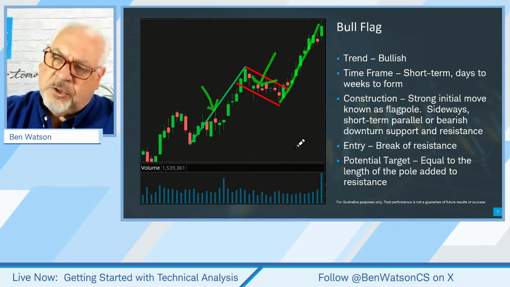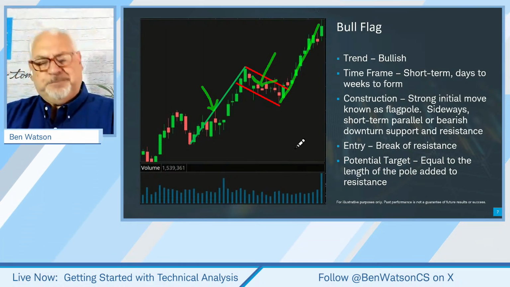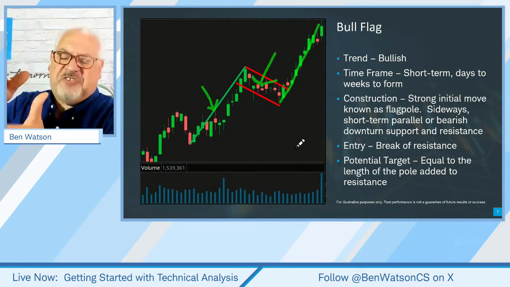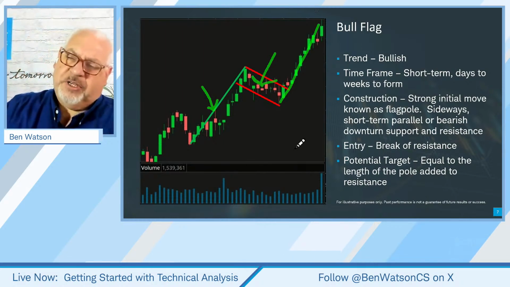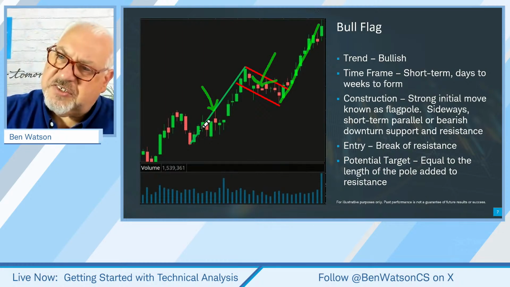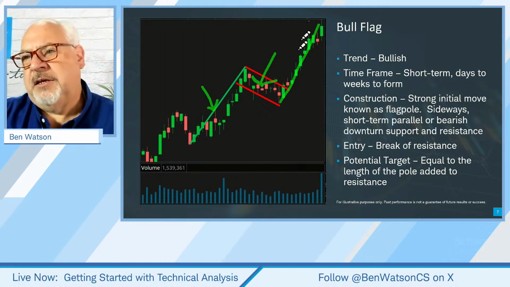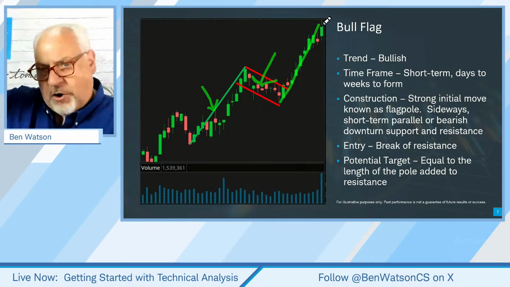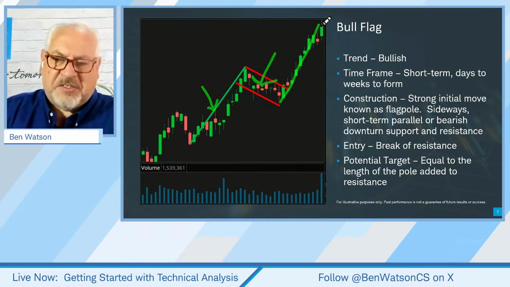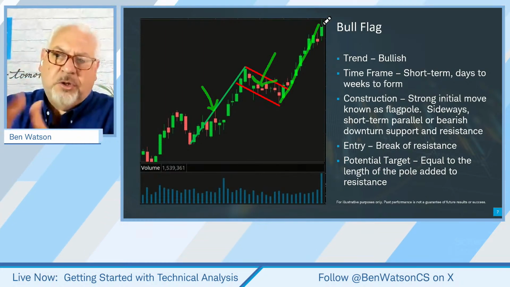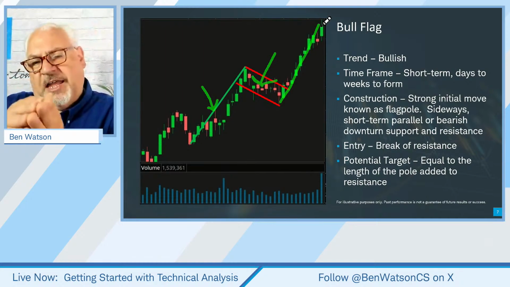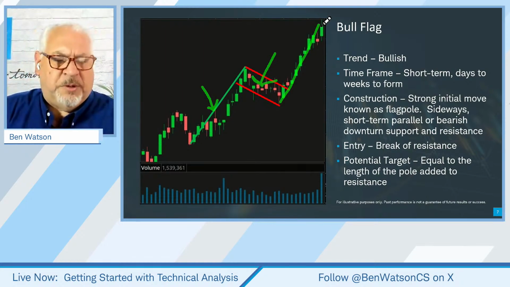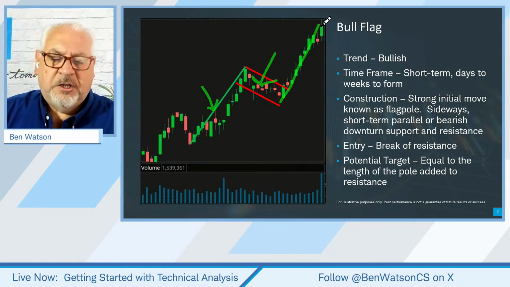So it almost looks as if the flag is flying at half staff, if you will. If you were to consider that this distance, the flagpole, and then the extension to the target, are going to be roughly equidistant, then it would look as if the flag is flying at half staff. And that's the way we look at it from a visual perspective.